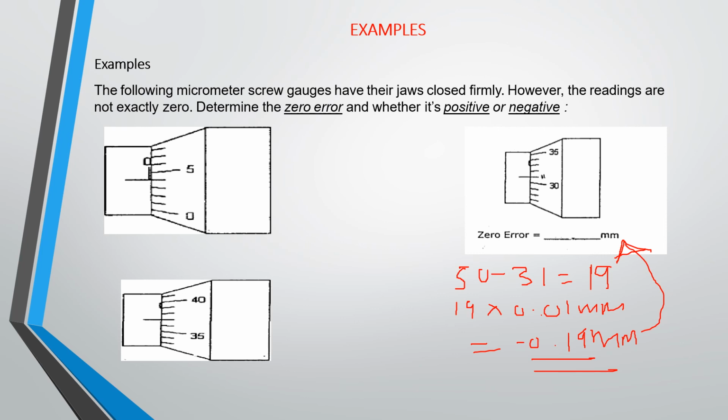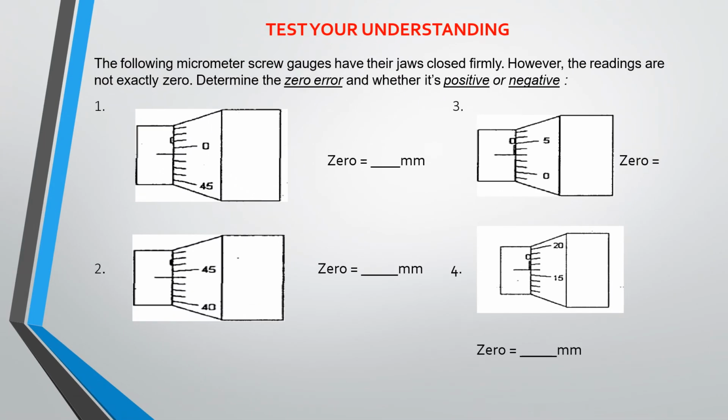I hope we are progressing and we are understanding the simple method of measuring or determining zero error for a micrometer screw gauge. Okay, so this is your test. This is your test page. Please try and solve these ones and then submit your answers in the comment section. Also, you can click on the WhatsApp page, put your answers there. I will check them. Anyone that is not correct, I will make my comments. The ones that are correct, I will also make my comments.